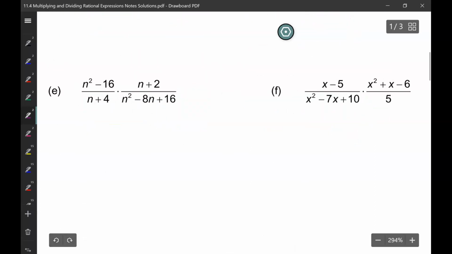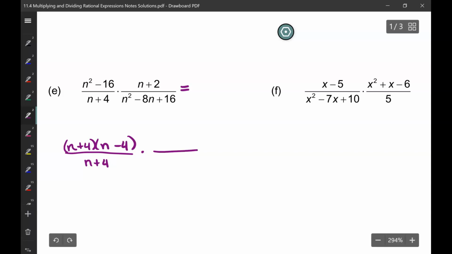All right, next one. E. Now, at this point, if you want to pause it and see if you can simplify the next one, maybe the next two on your own, go ahead and give that a try. Okay, n squared minus 16. So we're going to rewrite that. Again, that's the difference of two squares. N plus 4, n minus 4, over n plus 4.